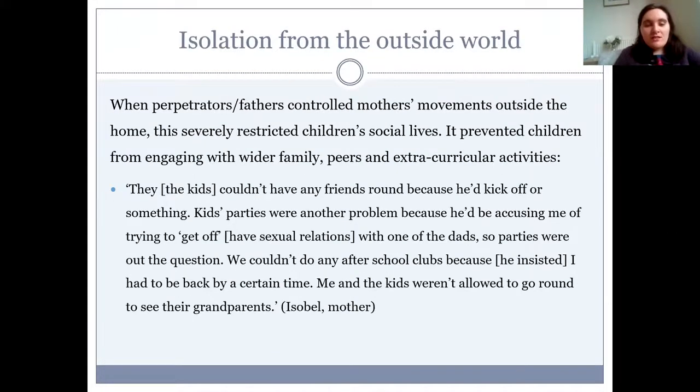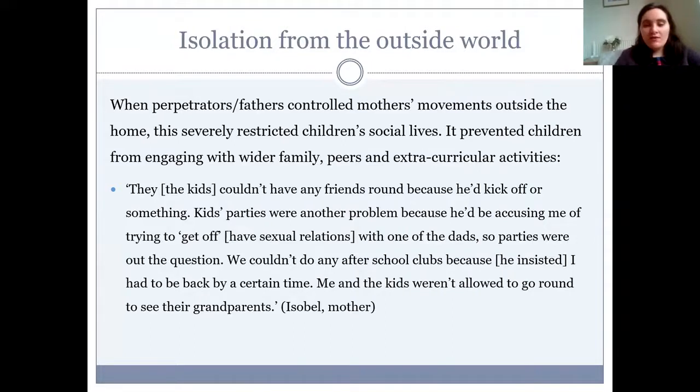And when perpetrators controlled mothers' movements outside the home, this also severely restricted children's social lives, especially if the kids were younger, like under 10 or 12. It prevented children from engaging with wider family, peers, and doing extracurricular activities.